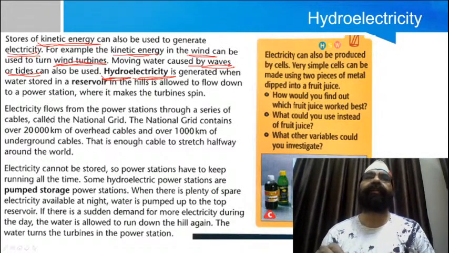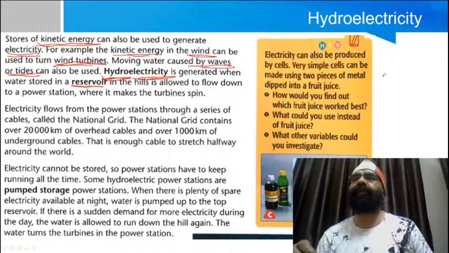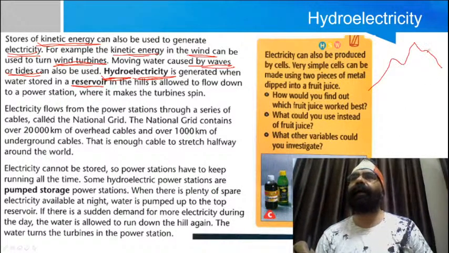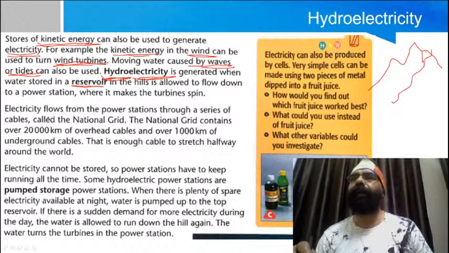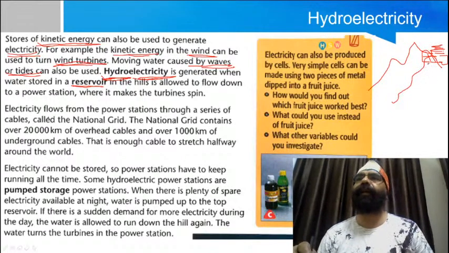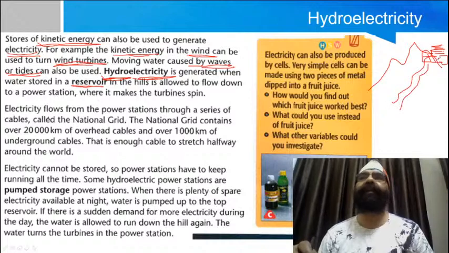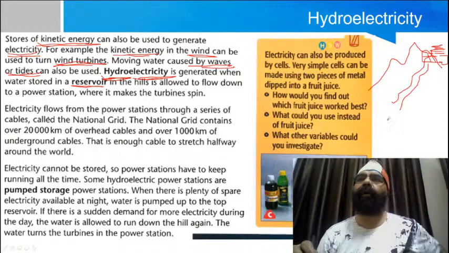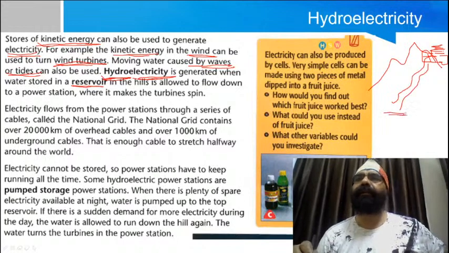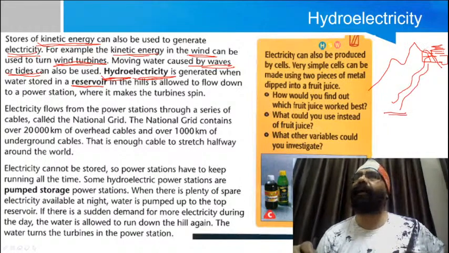When water is stored in a reservoir... now I have a hilly area. I'll draw the diagram this side. At a high altitude, suppose a river was flowing down like this, I build a wall or a dam in front of it, so that the water which was coming down now starts collecting over there. Now no water is coming down. Earlier it was flowing down over here, but now it has collected over there. So now you can see that this is the lower level and that is the higher level.